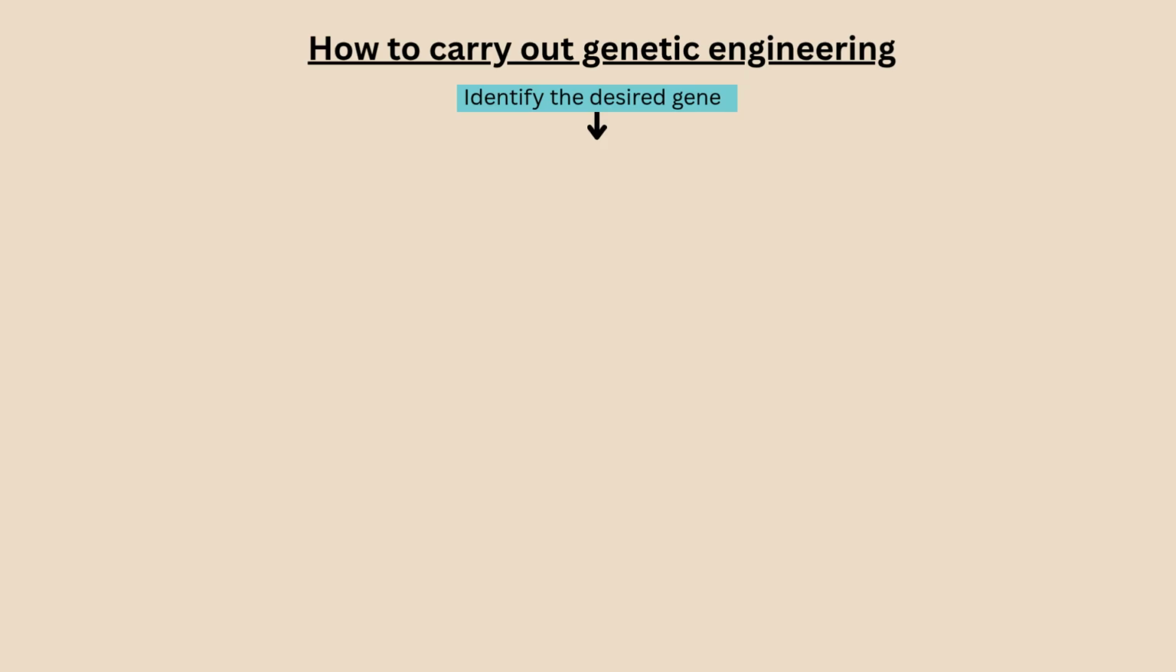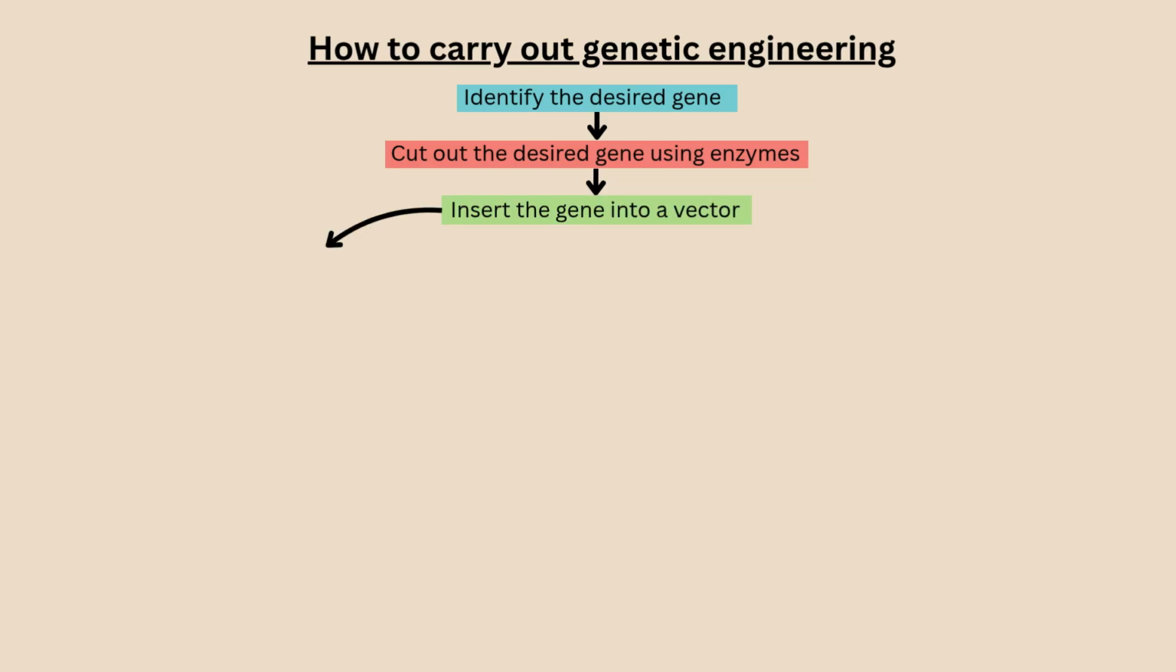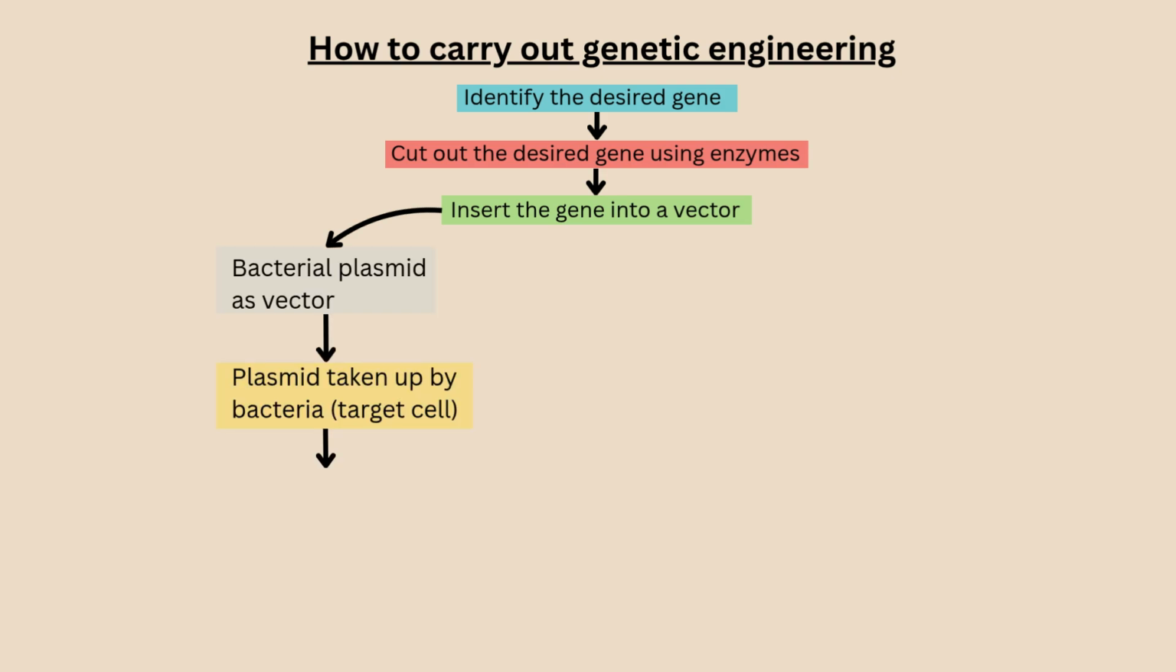First, we need to identify the desired gene. Then we'll cut out the desired gene using enzymes. This gene is then inserted into a vector. A vector is like a transferring agent. Sometimes we can use a bacterial plasmid as a vector, and the plasmid is then taken up by the bacteria. So the bacteria will be the target cell.